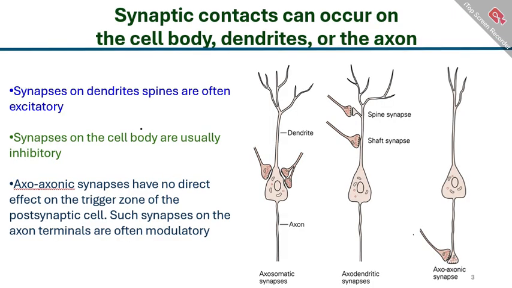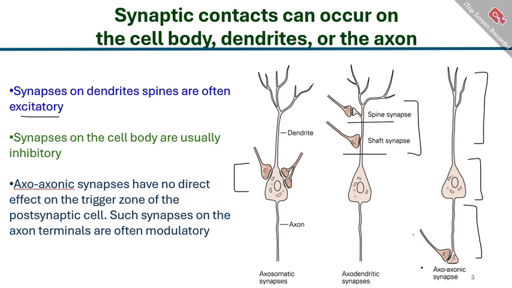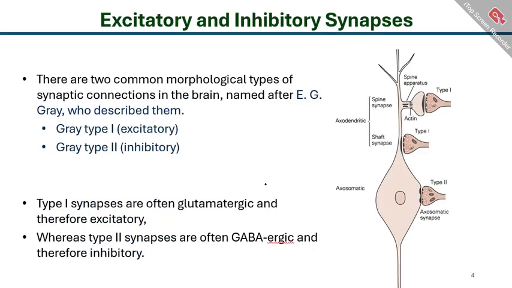Okay, so if you look at the synapses, their morphology and their structure, synapses on the dendrites are often excitatory in nature. For example, these synapses which are present on the dendrites of a neuron are shown here. This is the cell body, these are the dendrites, and this is the axon. Such synapses which are present on the spine and on the shaft are excitatory in nature. And synapses on the cell body are usually inhibitory, like shown here. Axoaxonic synapses are those synapses which make connections on the presynaptic terminal, and such synapses on axon terminals are often modulatory. So this is very brief about the morphology of the synapse.